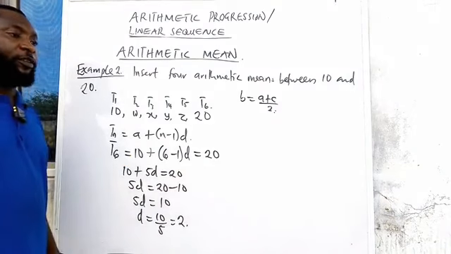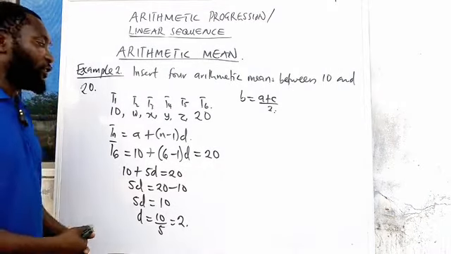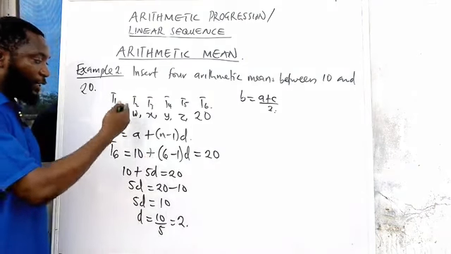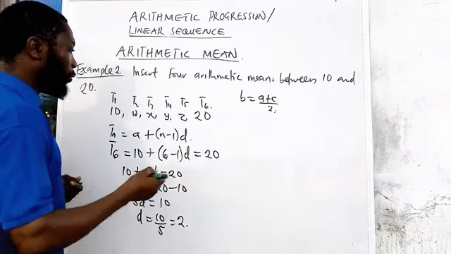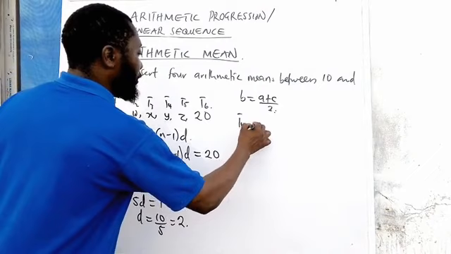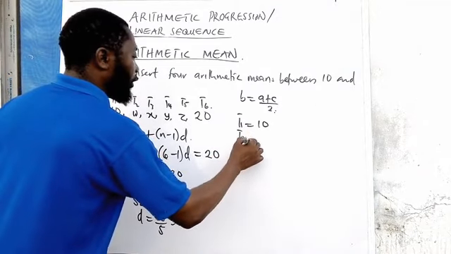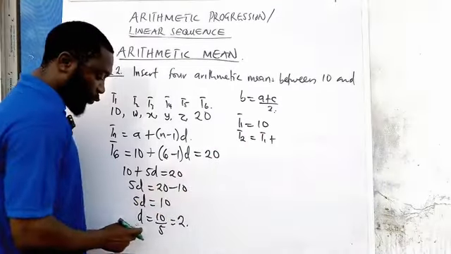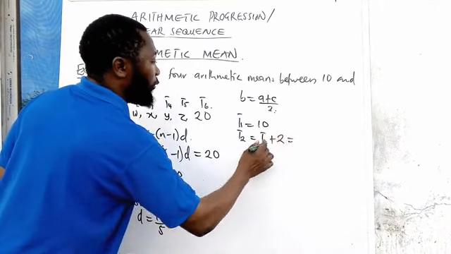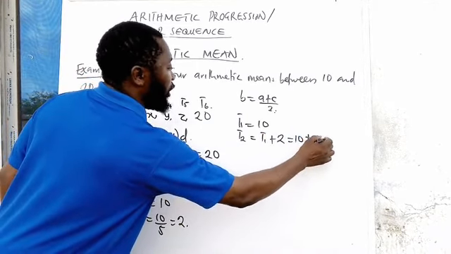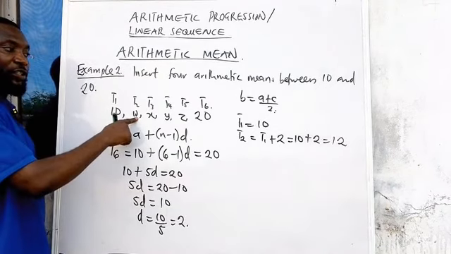We know the first term. Once you know the first term and the common difference, you can generate all the members of such a sequence. You add the common difference, you get the next term, you add it again. So our first term, T1, is 10. To generate T2, the second term, it will be first term plus 2, where 2 is the common difference. So that is 10 plus 2, which equals 12. Meaning the second term, which represents our W, is 12.